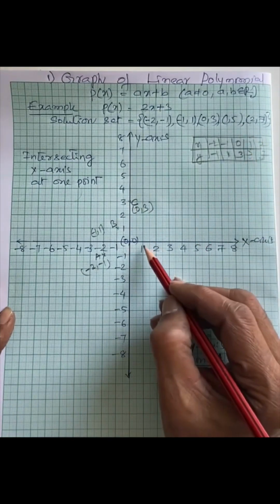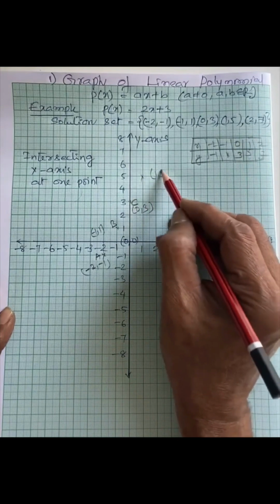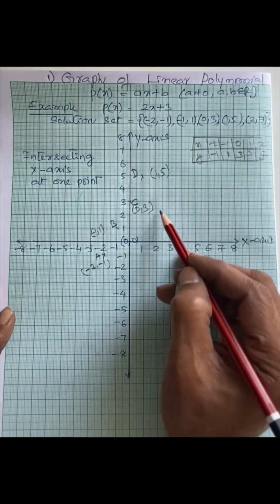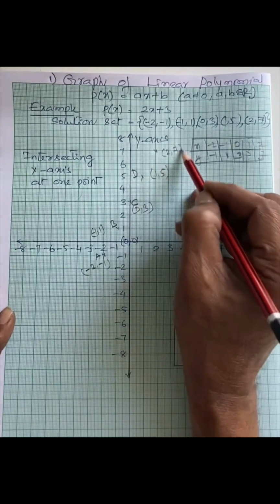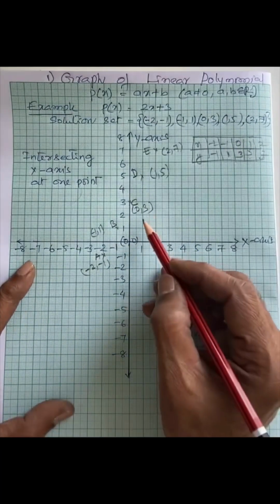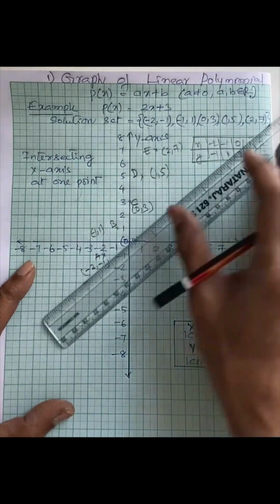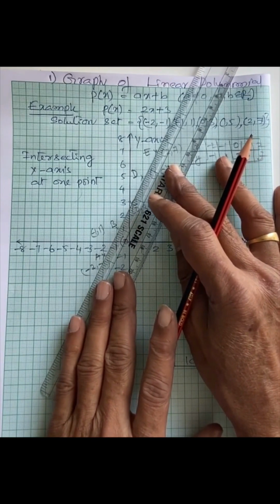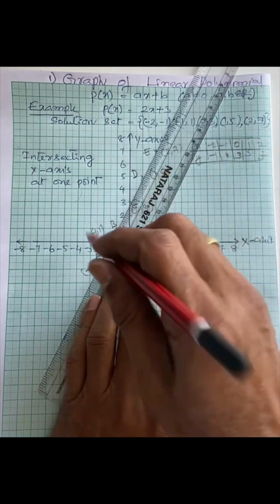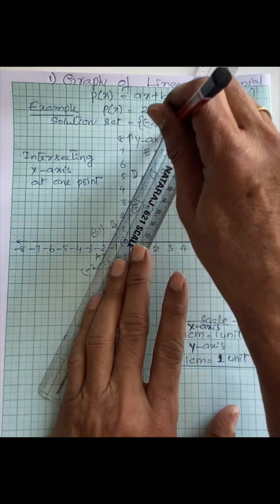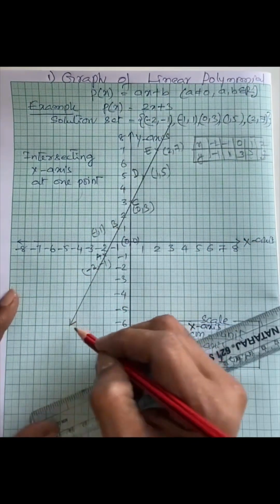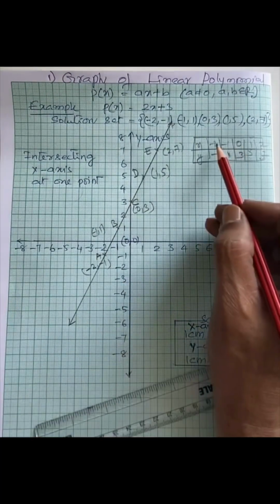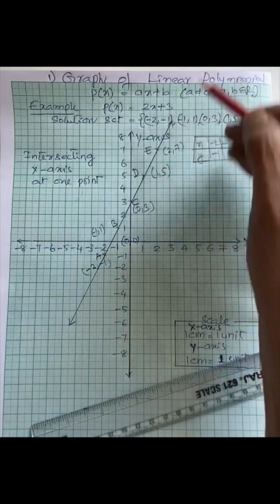Next, 1, 5 will be here. This is point D. Next, 2, 7 is here. This is point E. Now we will draw the graph passing through these points A, B, C, D. You draw a straight line. It is a straight line, endless. It is going like this. If you take more x coordinates, it will go like this.